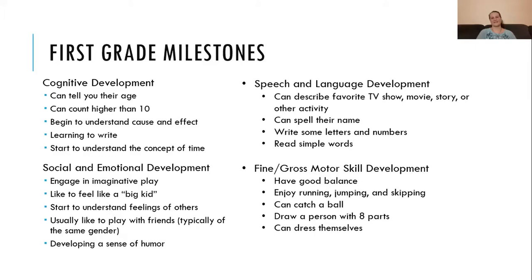In terms of speech and language, to describe their favorite TV show, movie, they should be able to spell their name, write some letters and numbers, and be able to do so around this age.